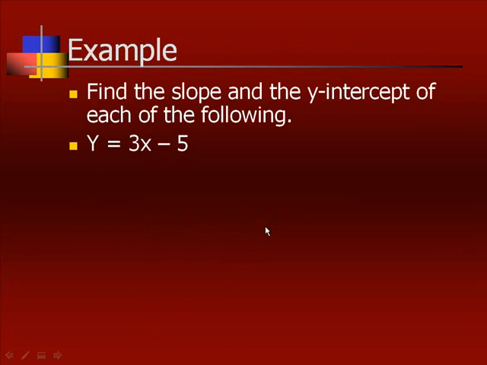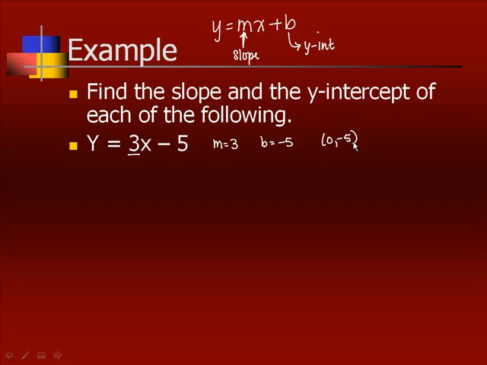Now, let's go a little bit different this time. I'm giving you the equation, and I'm asking you for the slope and the y-intercept. Well, let's stick this up here so we don't forget. y equals mx plus b. The number in front of the x is the slope. The other number is the y-intercept. So y equals 3x minus 5, we can look at that and say, hey, slope is 3, y-intercept is negative 5, or we could say it's the ordered pair (0, negative 5).